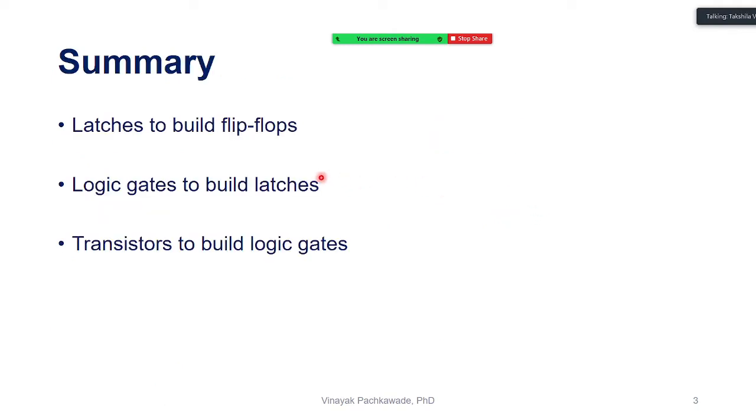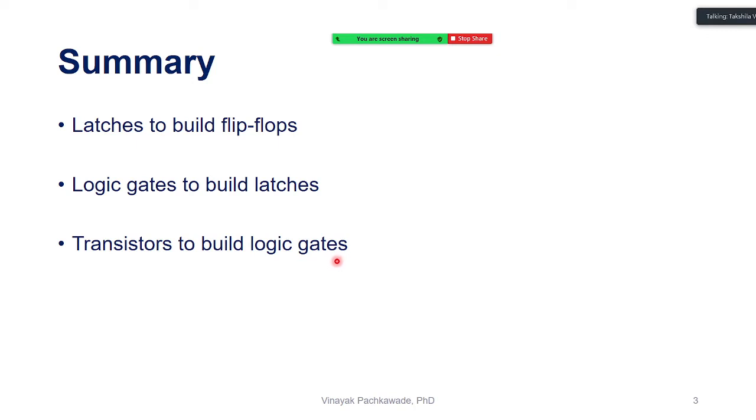So just to summarize, latches are used to build flip-flops, because each latch is able to store 1 bit of information, and we take individual latches to construct the flip-flop. And how do we construct the latches? We use logic gates to build latches. We used pass transistor gates in the previous slides to make the latch. And how do we build logic gates? We use transistors.